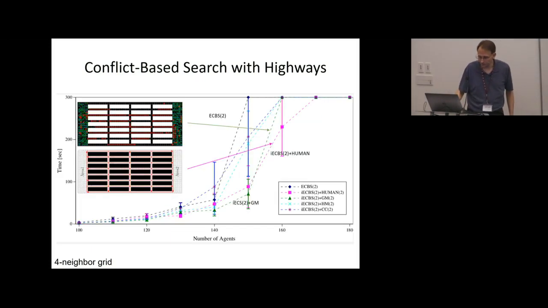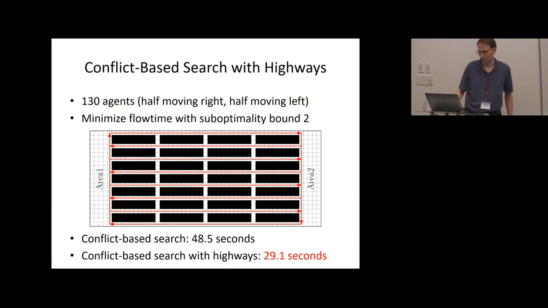All right. So how well does this work? So here's sort of a small example. 130 agents, half of them move from this area to this area, half of them move from this area to that area. I minimize flow time, suboptimality bound 2. Concretely, the plain search takes 50 seconds, and with highways about half. So we can make it more efficient.